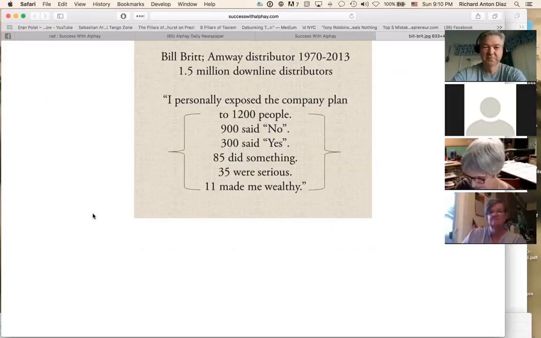Now, we like to bring him up as an example because it's kind of my belief that if I follow the formula of somebody who succeeded, chances are I'll have a better chance of success. And here's what he did. He said he exposed the company's plan or the products to 1,200 people. Exactly 1,200 people. 900 of those said no. I think that's over three quarters. 300 said yes. Out of those 300 that said yes, 85 did something with their commitment. And out of those 85 that did something, only 35 were really dead serious about succeeding. And out of those 35 that were really serious, 11 made him wealthy.